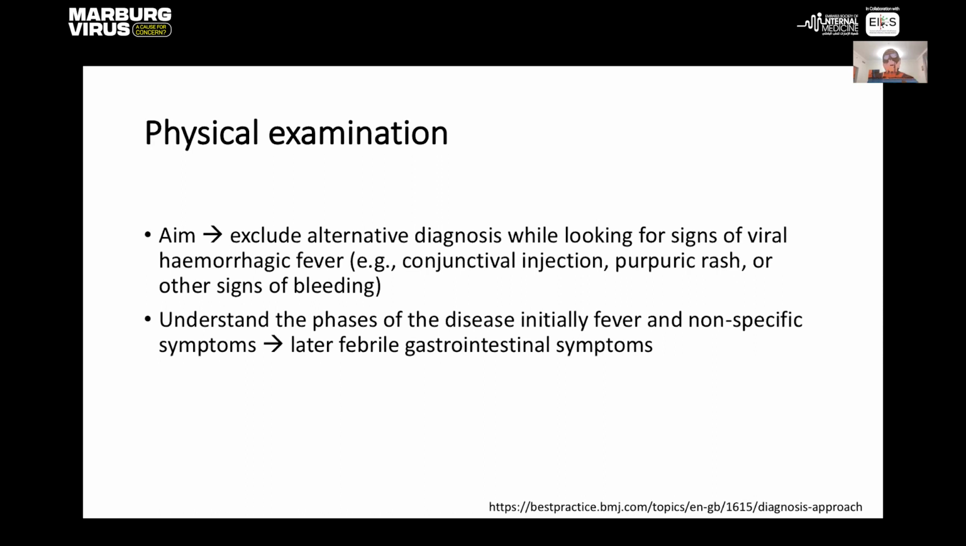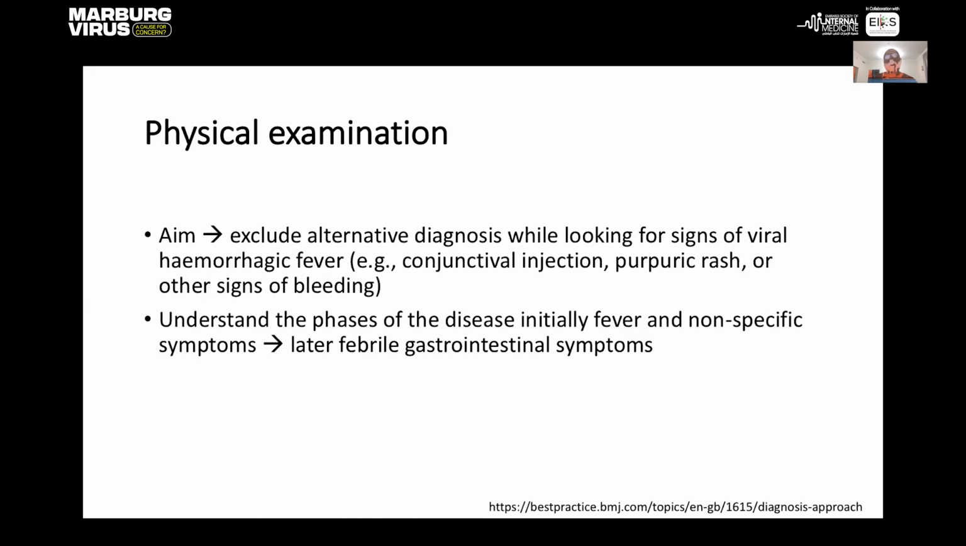Now, you also need to understand the phases of the disease. Initially, they can have fever with non-specific symptoms. Later on, they can have febrile gastrointestinal symptoms. So you have a patient with fever and severe vomiting, diarrhea, abdominal pain. The patient looks like a ghost, basically, dehydrated, with asthenia, and he looks very, very sick.